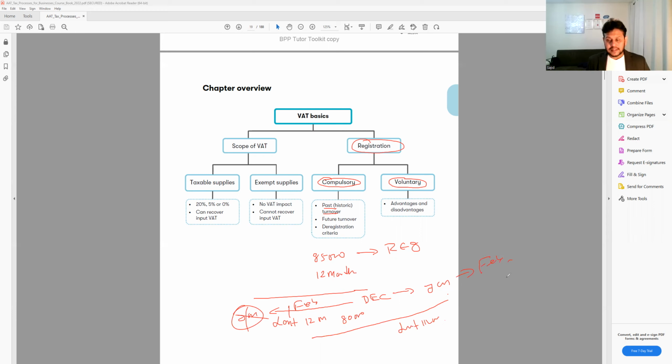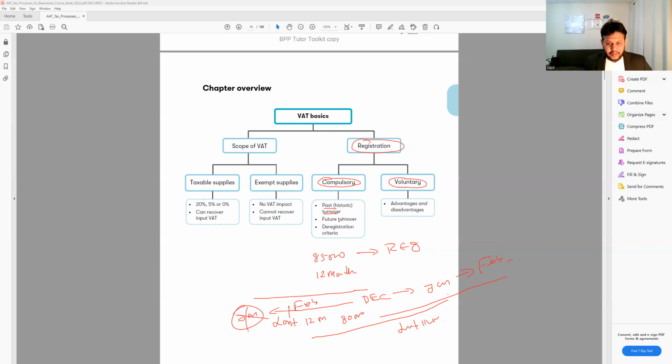If I'm still not reaching the threshold, then the next month will be February, and I'll go back another 12 months from February. So every month I step forward, I will always check the last 12 months. This is the rule, not the day I started the business. You always go back 12 months from where you are standing now. Be very careful with that. This is the past or historical turnover.